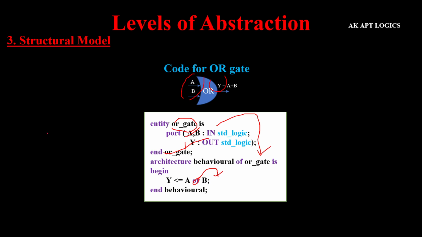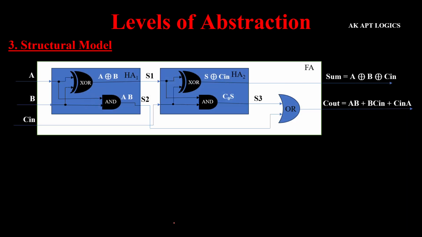Next, using all those three, what we have done till now is we have written the individual code for the gates. Now what we are going to do is, using those individual codes, we are going to build a full adder. Let's see, full adder. This is the full adder, right?